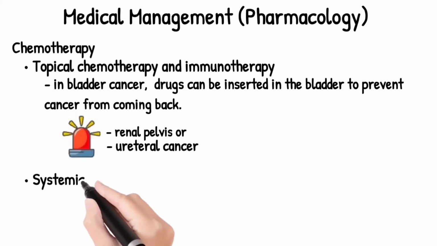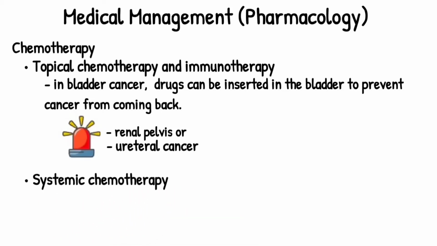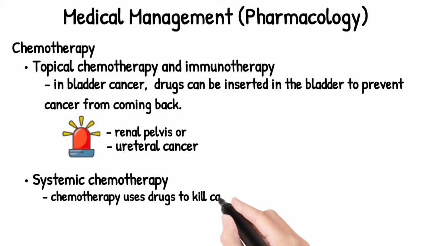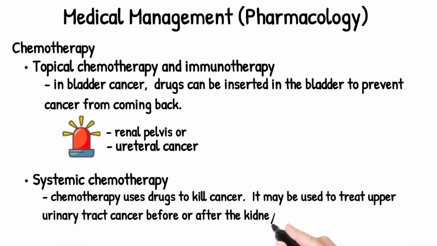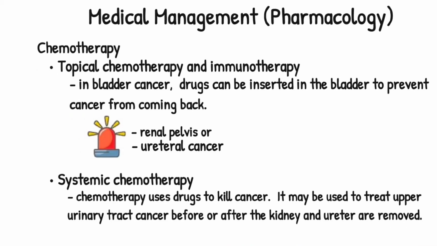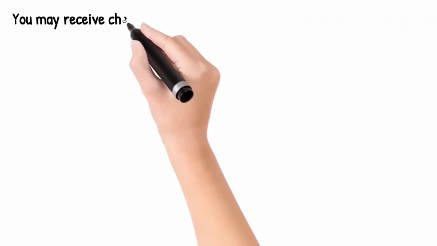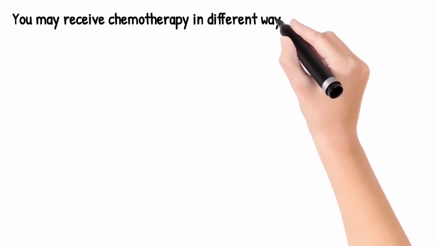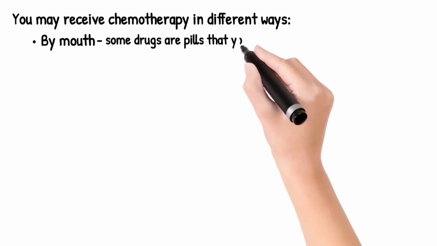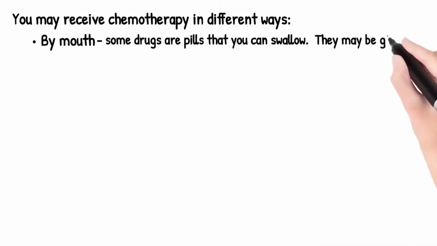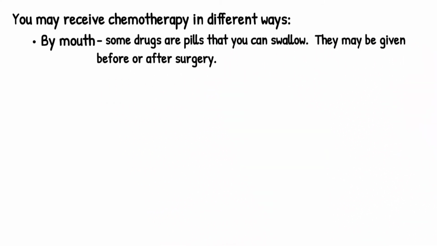Next is the systemic chemotherapy. Chemotherapy uses drugs to kill cancer cells. It may be used to treat upper urinary tract cancer before or after the kidney and ureter are removed. You may receive chemotherapy in different ways. One is by mouth. Some drugs are pills that you can swallow. They may be given before or after surgery.